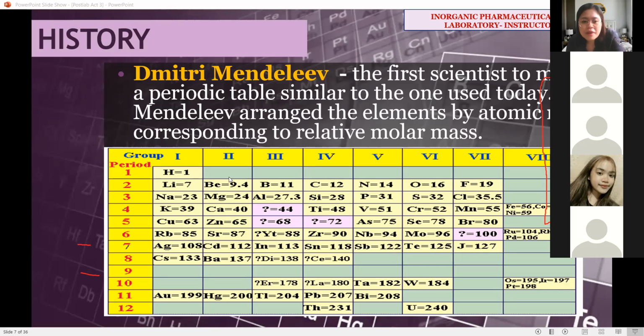Even the question marks and the spaces, he was actually predicting that there are elements not yet discovered during that time, and he left those blank to be filled in when these elements are discovered. Okay, Dmitri Mendeleev's arrangement is according to atomic mass.